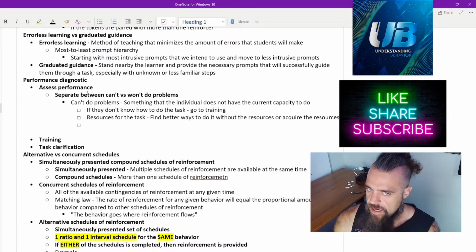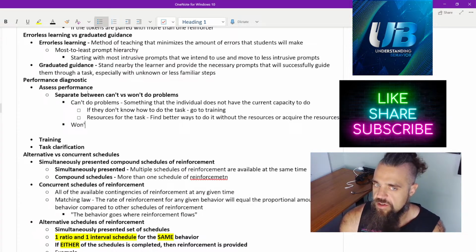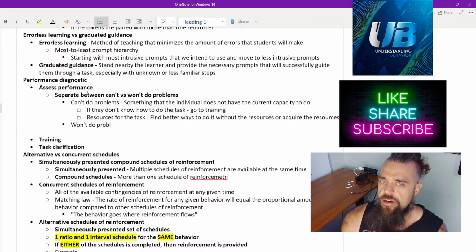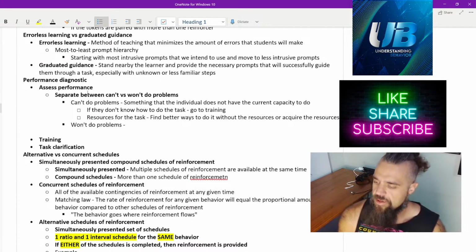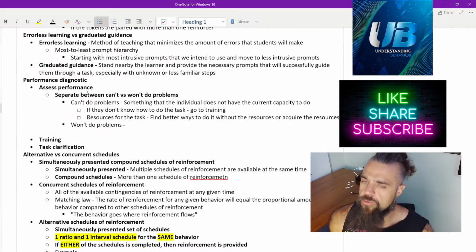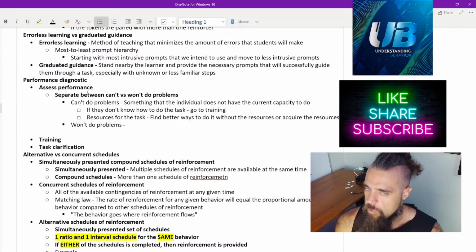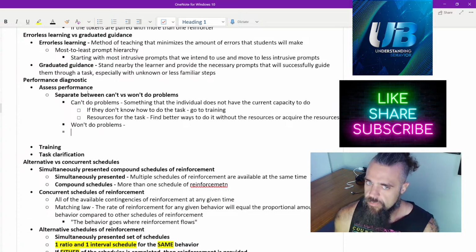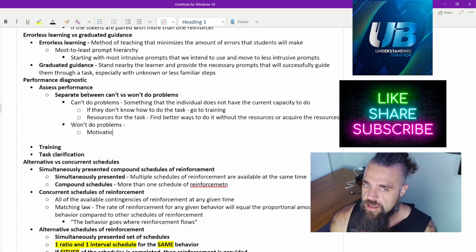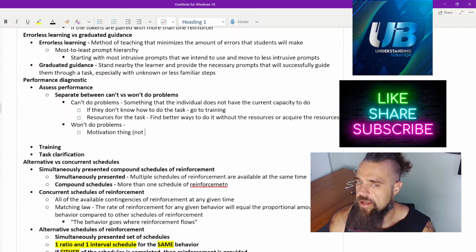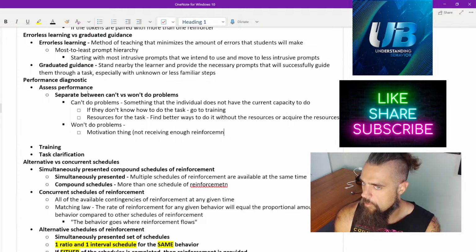So those are our main two can't-do problems that we'll run into. Won't-do problems, there's a gazillion of these, and again, you kind of just have to do the assessment to figure out if this is a won't-do problem. So with our won't-do problems, this might be a motivation thing. They're not receiving enough reinforcement for work.